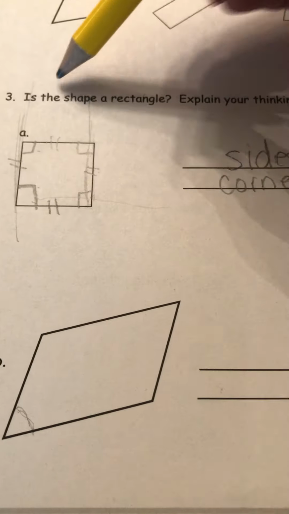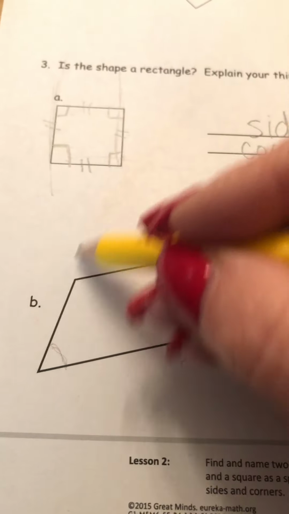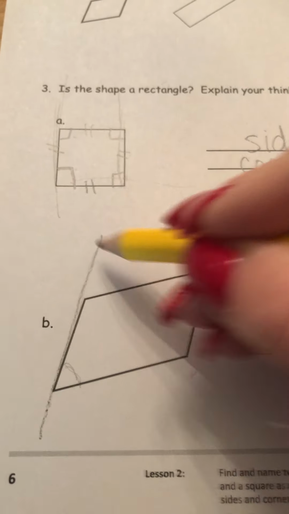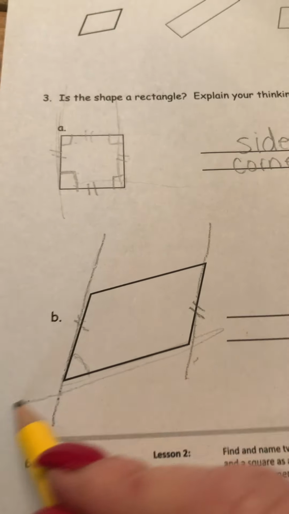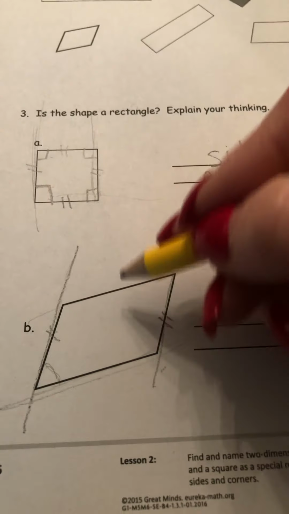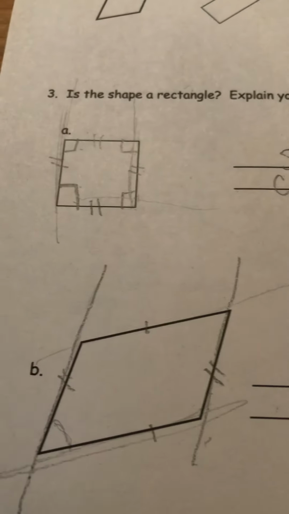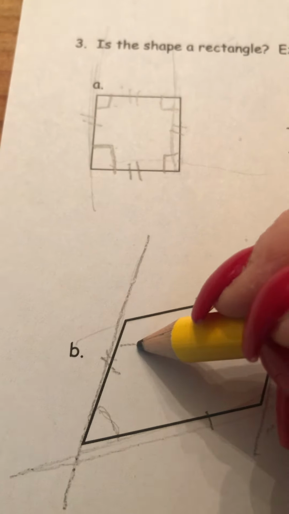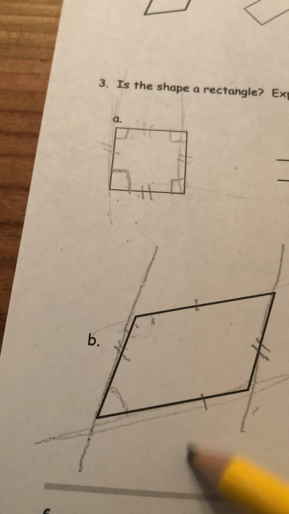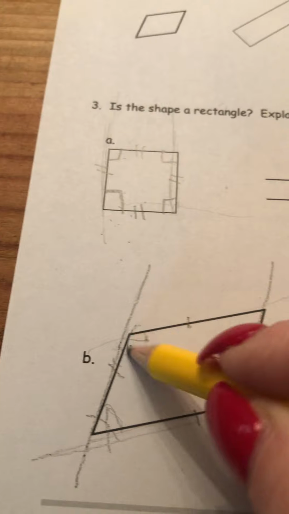Okay, the next one, is this shape a rectangle? Now remember, we have to have sides that run the same direction. So that side and that side, they're the same. So that part's true. And this part is also true. This side and this side run parallel. So that part could make it a rectangle. But let's look at the corners. We can't put a square in there. It won't work. It's not the right angle. These are not 90 degree angles. So we're going to put X's on those.